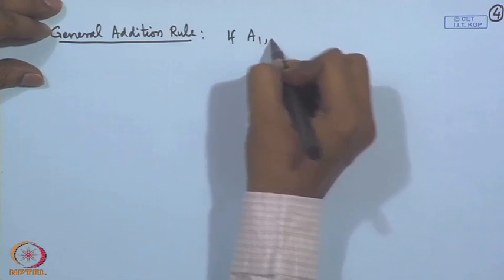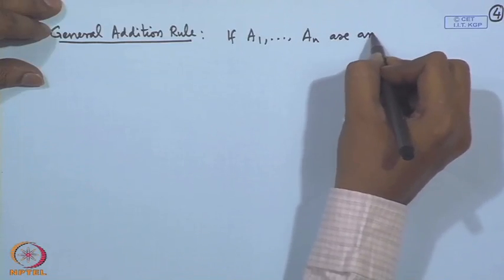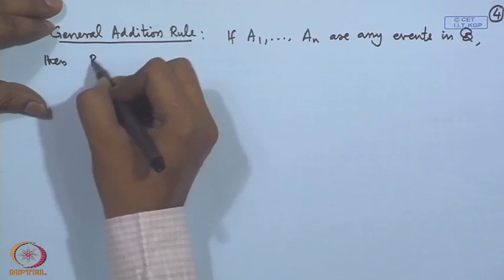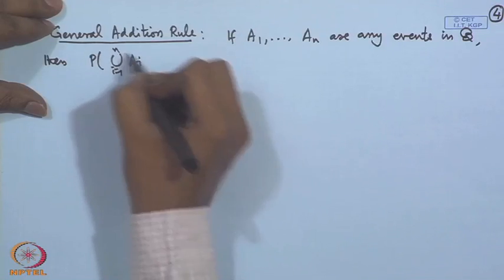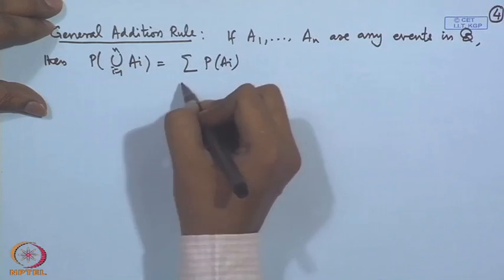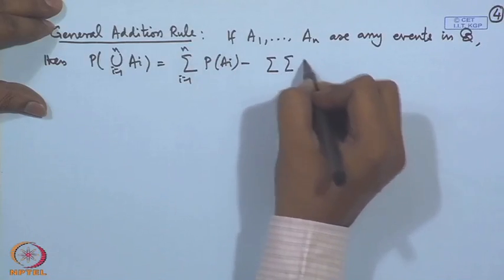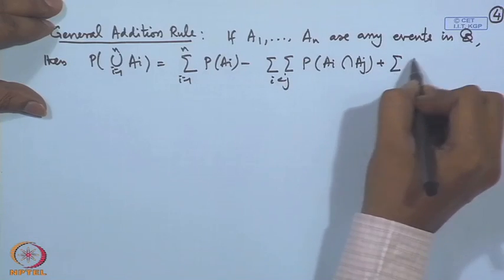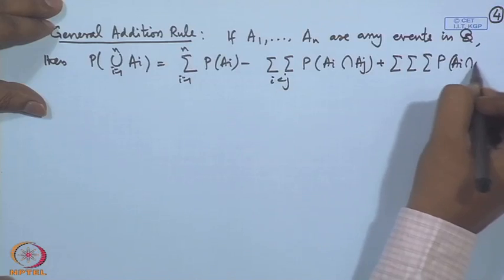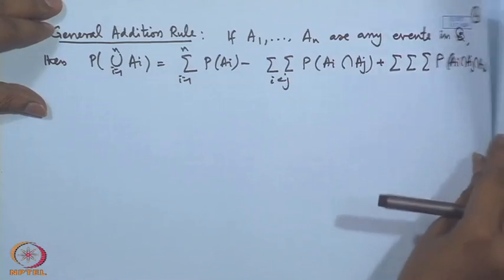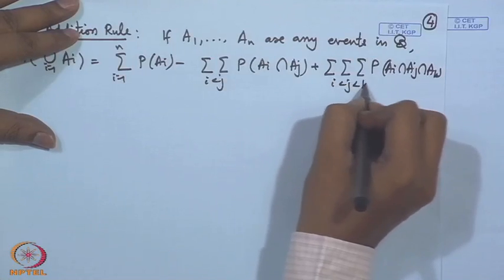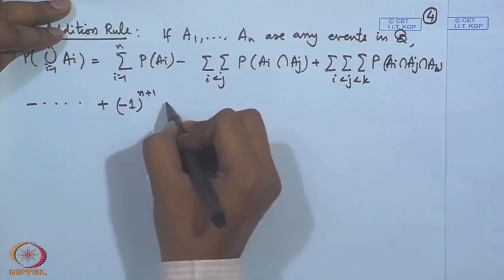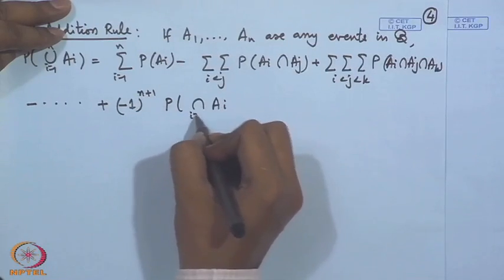If A 1, A 2, ..., A n are any events in B, then probability of union A i, i equal to 1 to n, is equal to the sum of probability of A i, minus the sum of probability of A i intersection A j, plus the sum of probability of A i intersection A j intersection A k, and so on, plus minus 1 to the power n plus 1 probability of intersection A i, i equal to 1 to n.